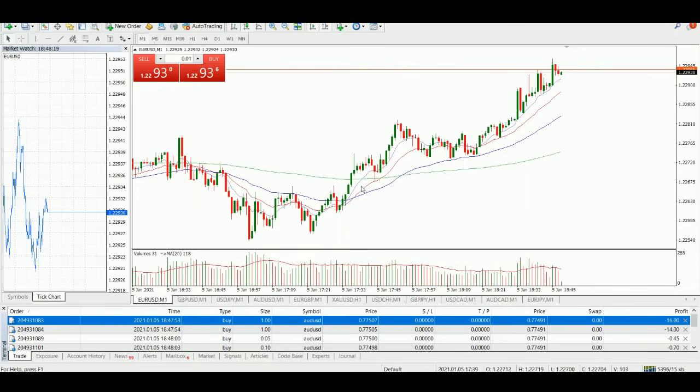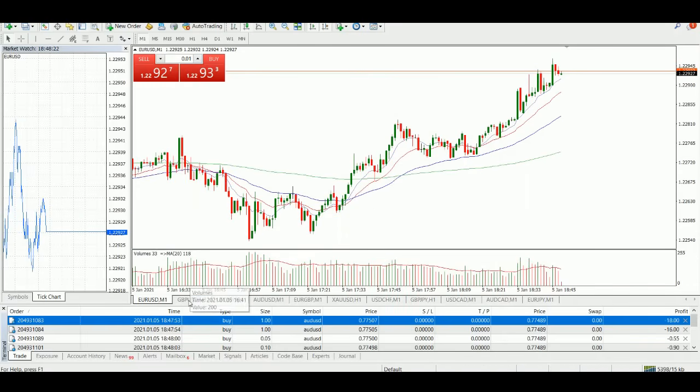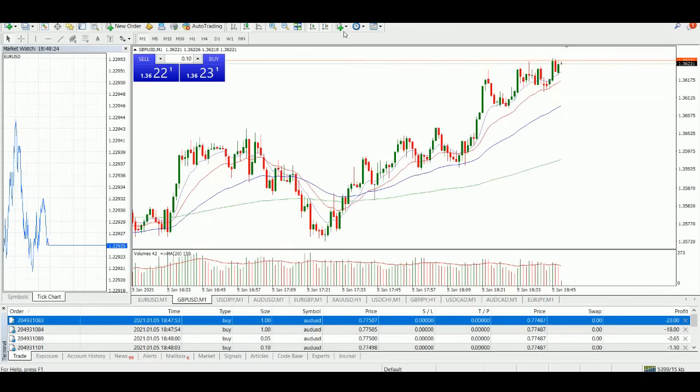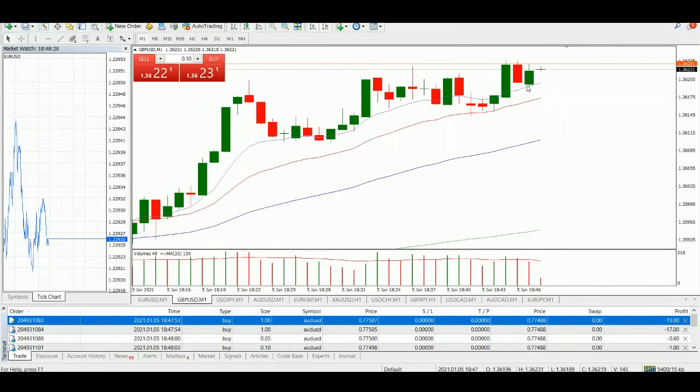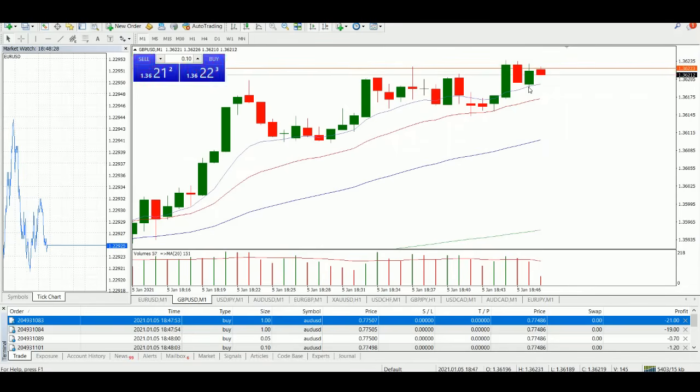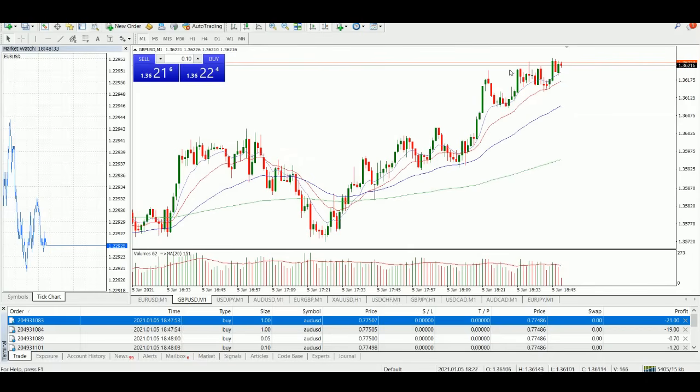That's how you would be moving from one chart to another, making profits in each one, making the best of your profits. As you can see on GBP dollar, it has reached EMA 20, EMA 9, and that's why I have closed, because price is going up, down, and now it's indecisive.